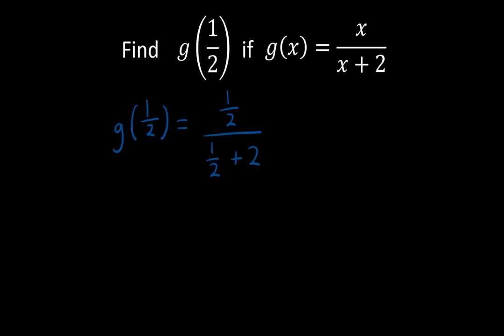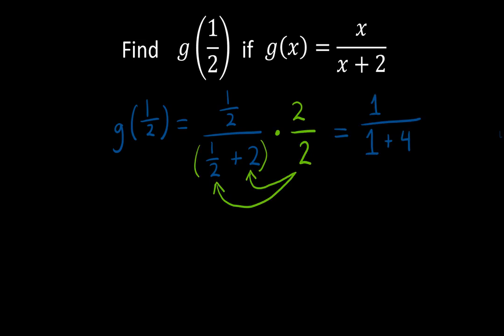Substituting 1/2 in for x gives us 1/2 divided by the sum 1/2 plus 2. This is a complex fraction, and we can simplify this complex fraction by multiplying the numerator and the denominator by 2. In the numerator, 1/2 times 2 gives us 1, and 2 times the sum 1/2 plus 2 in the denominator means that we have to multiply the 2 times the 1/2 and the 2 times the 2.